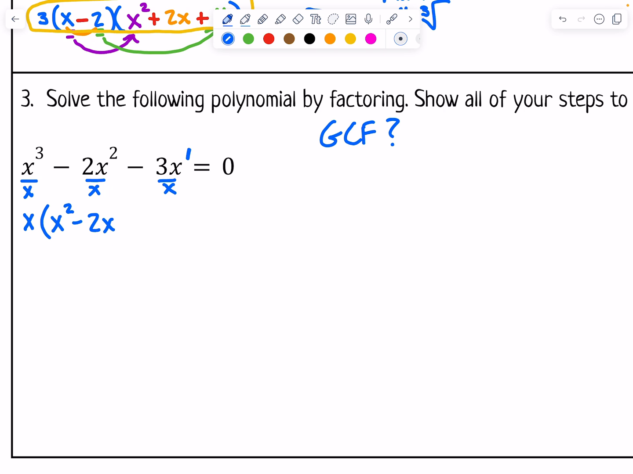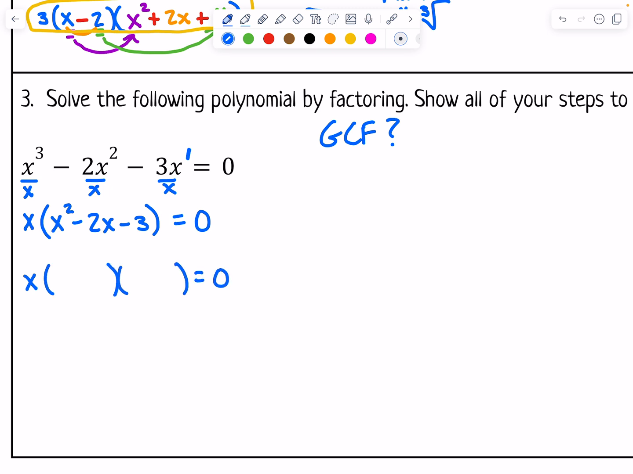So I see x cubed divided by x would give me x squared. Negative 2x squared divided by x would be negative 2x. And then negative 3x divided by x would be negative 3. Then that's all still equal to 0, so I'm going to bring that down. Then I want to keep my greatest common factor of x out front. And I see that I have a trinomial that's left.